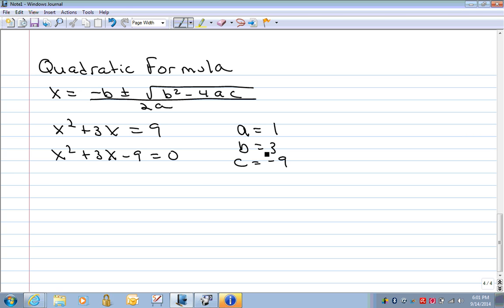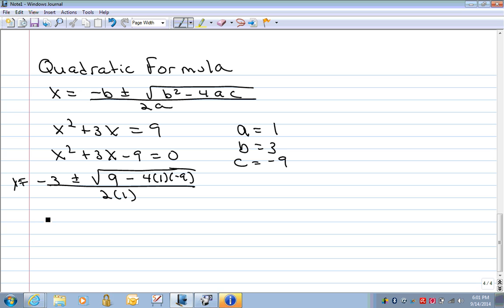So we have negative b, which would be a negative 3. So this is all x equals negative 3 plus or minus the square root of b squared. 3 squared is 9. I go ahead and square it before I put it in there just so I don't run across any negative issues. Minus 4 times a times c. And I go ahead and write that out all over 2 times a.